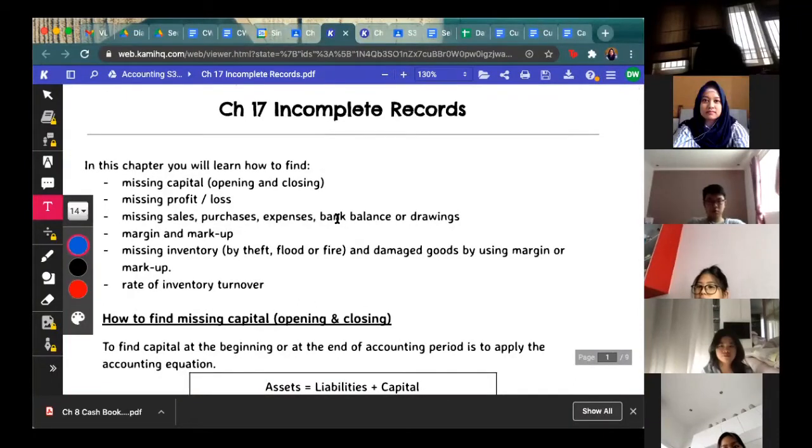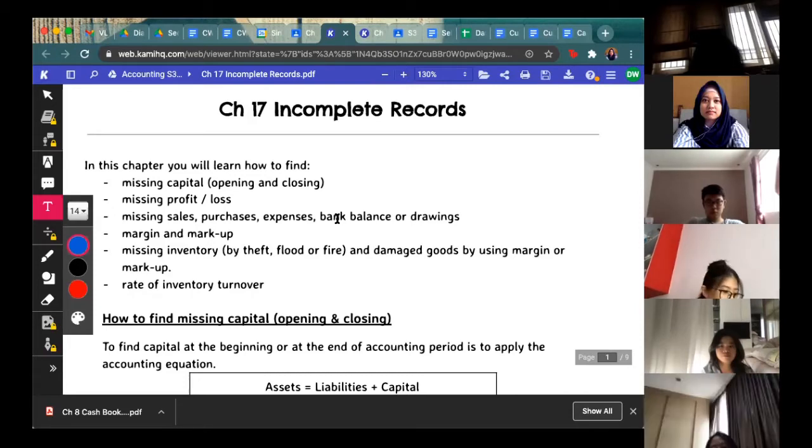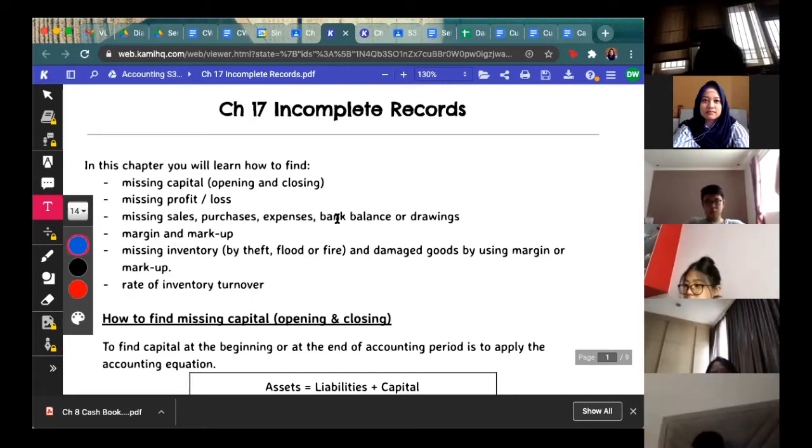Okay, so we will start this chapter, and this chapter is a bit hard. It is not as hard as depreciation and disposal, but it is hard, and it's long. Now, why is it hard? Because incomplete records means you have to find missing information. And what kind of missing information? We never know. It can be anything. That is why I say it is hard.